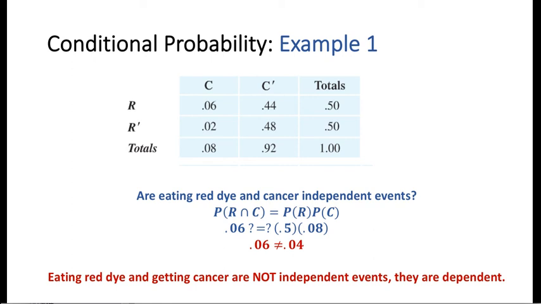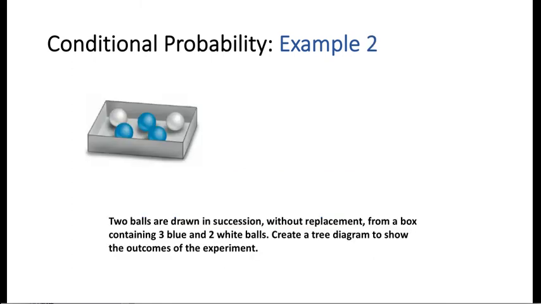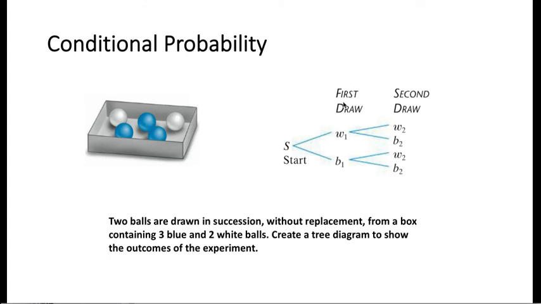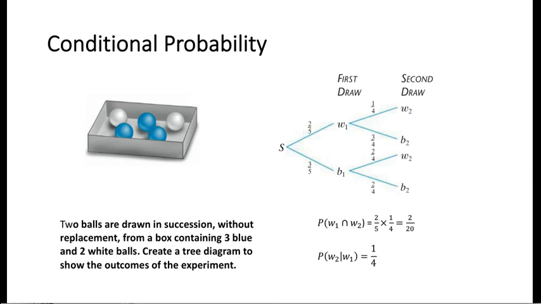Okay, switching gears, I want to look at a tree diagram. Consider this experiment. Two balls are drawn in succession without replacement from a box containing 3 blue and 2 white balls. Create a tree diagram to show the outcomes of this experiment. In the first draw, you could draw a white ball or a blue ball. And on the second draw, you can draw a white ball or a blue ball. Let's look at the probabilities associated with each of those events.